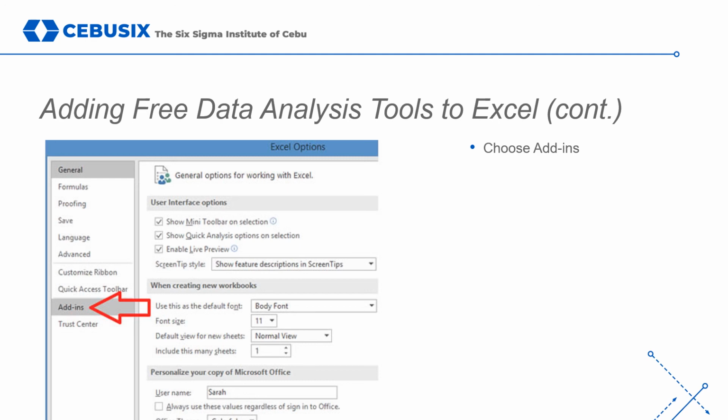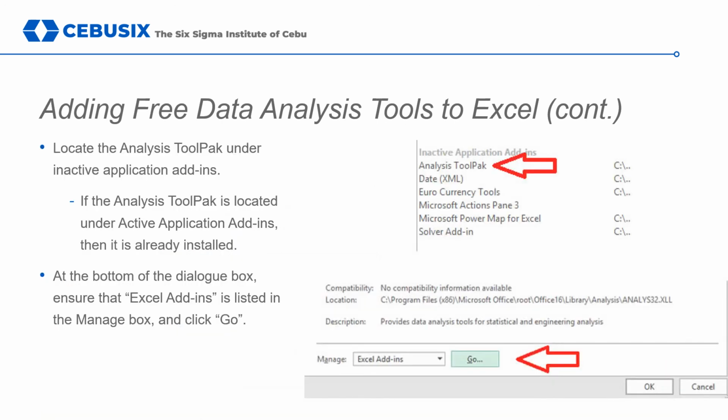A pop-up dialog will be presented to you. Look for the Analysis Tool Pack. If it is not already enabled in your Excel, then it will be under the Inactive Application Add-ins. Otherwise, it will be under the Active Application Add-ins. If it is already active, then there's nothing else you need to do. If it is not active, then at the bottom of the dialog box, select to manage Excel add-ins from the drop-down and click Go.